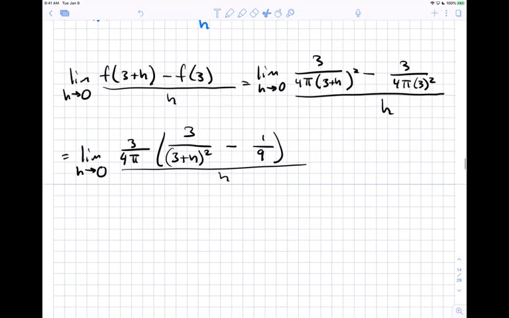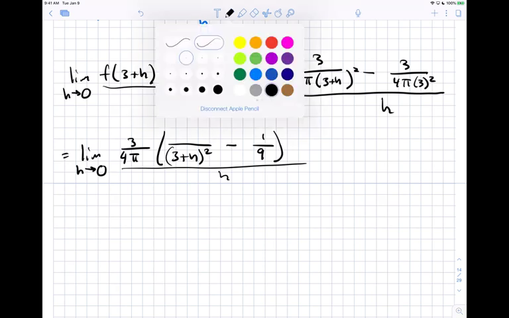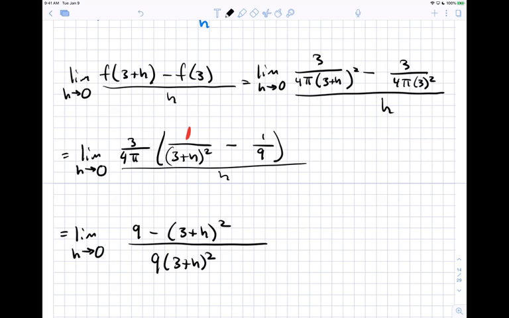When I factored out that 3 over 4 pi, this should have been a 1. I'm going to mark that in red so it stands out. That should have been a 1. Let's go back and fix it. Okay, I think we might be okay now. So now this is going to be the limit as h tends to 0. So top and bottom by 9. So basically it's going to be 9 minus 3 plus h squared. I think we're much better now. And then we're going to have 9 times 3 plus h squared, okay? And over here we have the 3 over 4 pi.